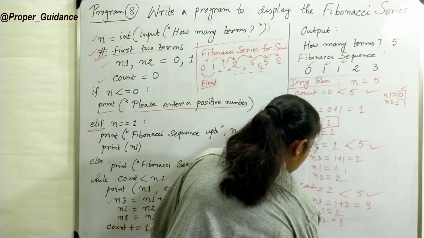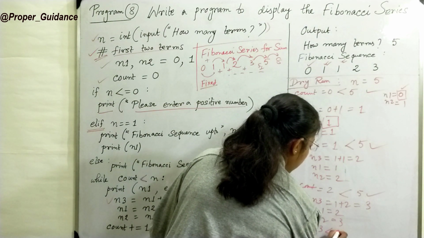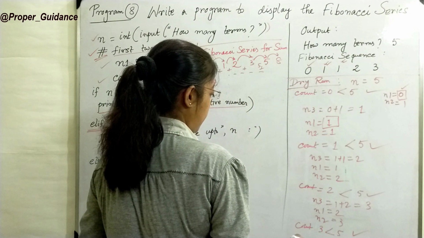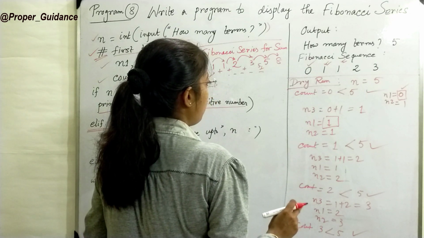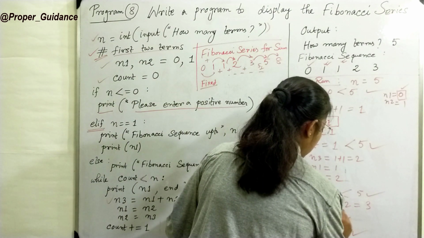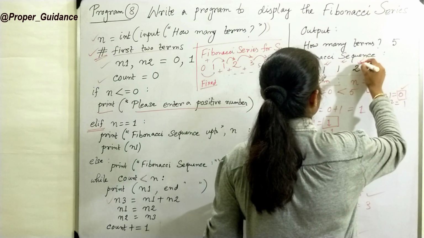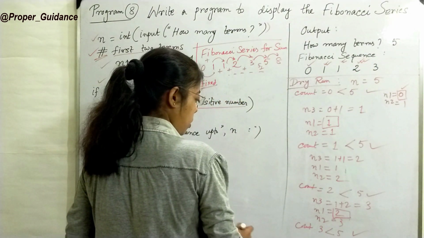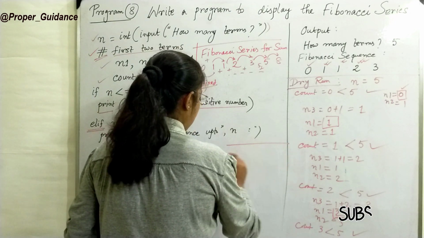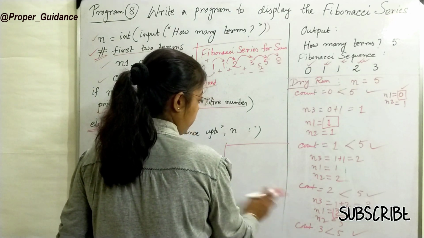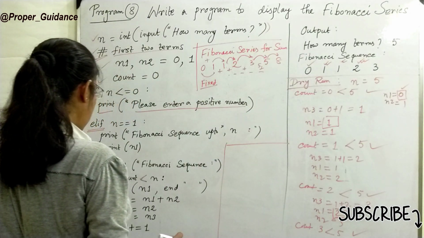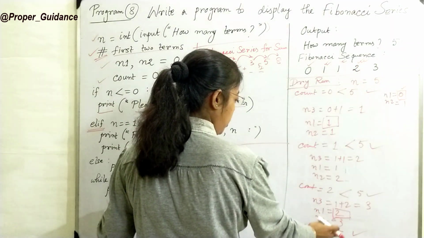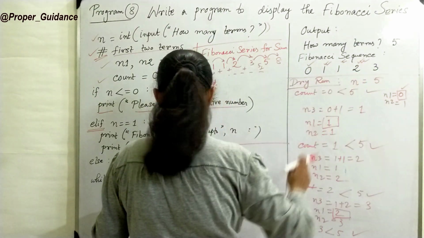Count equals 3, that is also less than 5. And we display here n1 equals 2. This is displayed here. Third term. Okay. After that, 3 less than 5, the loop continues. So print n1. n1 value 2 is printed here.